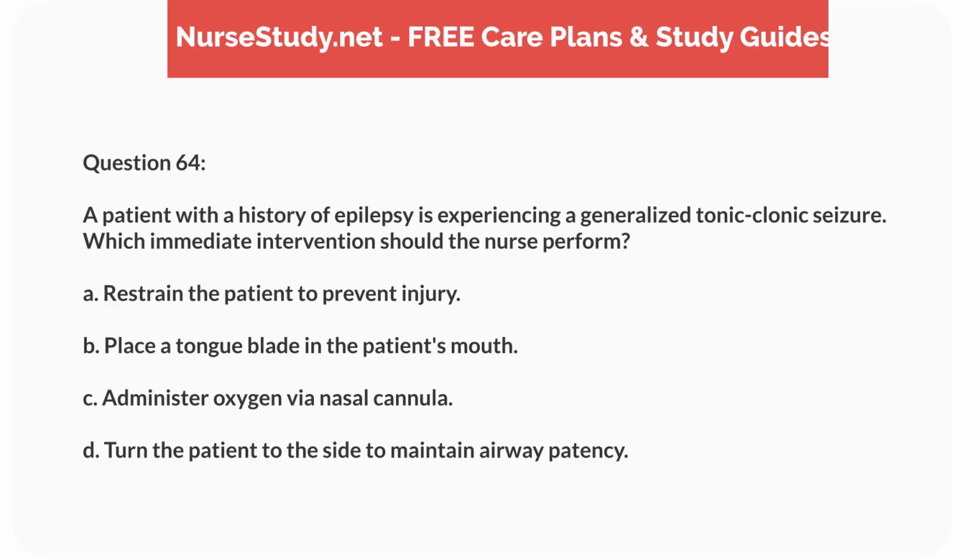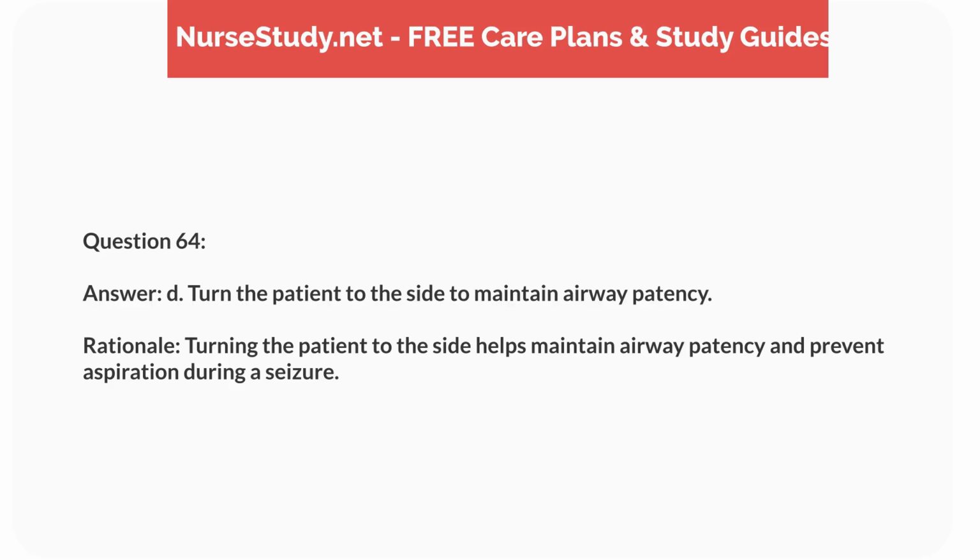Which immediate intervention should the nurse perform? A. Restrain the patient to prevent injury. B. Place a tongue blade in the patient's mouth. C. Administer oxygen via nasal cannula. D. Turn the patient to the side to maintain airway patency. Answer: D. Turn the patient to the side to maintain airway patency. Rationale: turning the patient to the side helps maintain airway patency and prevent aspiration during a seizure.